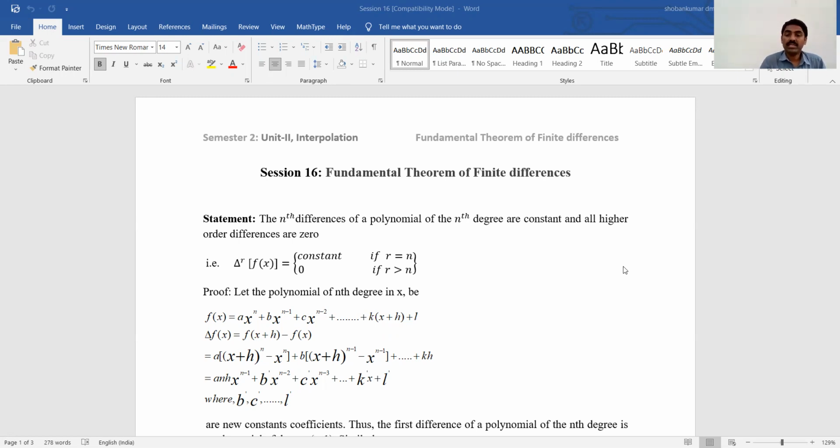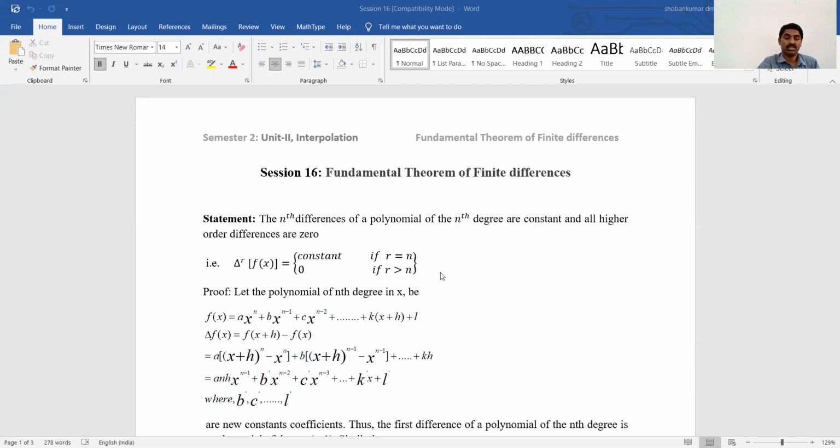Statement: the nth differences of a polynomial of nth degree are constant, and all higher order differences are zero. Mathematically, delta raised to r of f of x is equal to a constant if r is equal to n, where n is the degree of the polynomial f of x. It should be 0 if r is greater than n. That means the order of the difference r should be greater than the degree of the polynomial.